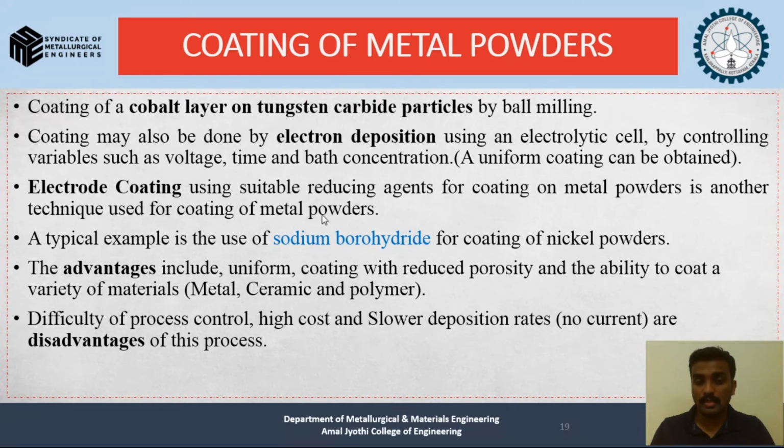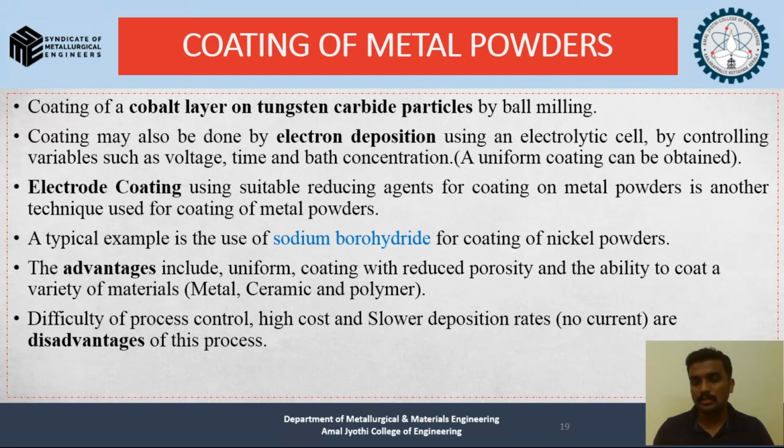These are techniques for coating of metal powders, and the best example is coating of cobalt layers on tungsten carbide particles by ball milling. This is a process where metal powders are used for coating. A typical example of this process is the use of sodium borohydride for coating nickel powder. The main advantage of this process is that there is a uniform coating. We can ensure that, with reduced porosity and the ability to coat a wide variety of materials like metals, ceramics, and polymers.